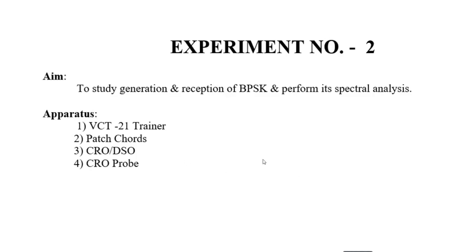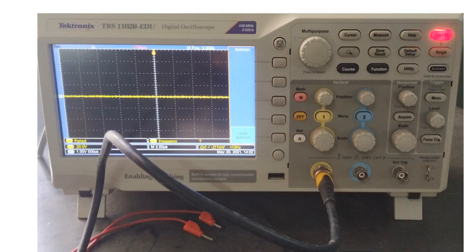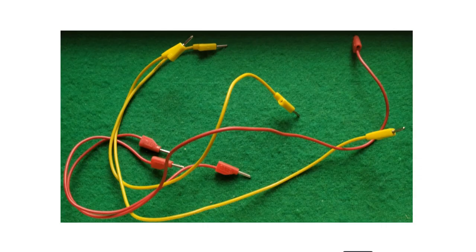Experiment 2 of digital communication: to study the generation and reception of BPSK and perform its spectral analysis. The apparatus requires the trainer kit for digital PSK modulation and demodulation, again the CRO, and connecting probes.